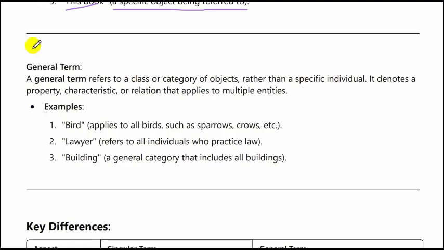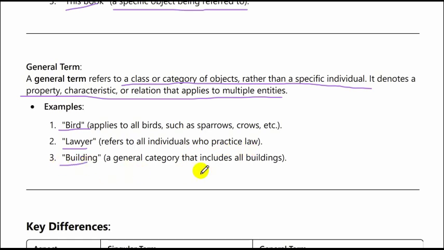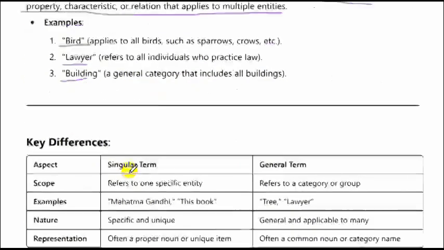Whereas a general term refers to a class or category of objects rather than a specific individual. It denotes a property, characteristic or relation that applies to multiple entities. For example, birds applies to all birds such as sparrows, crows, etc. Lawyer refers to all individuals who practice law. Building is a general category that includes all buildings, commercial buildings, skyscrapers, bungalows and all of that.